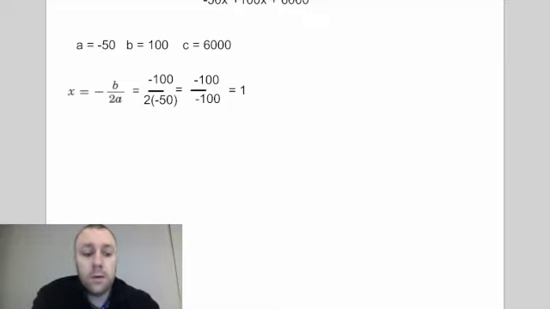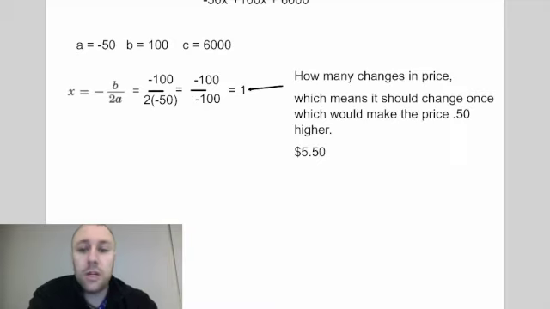That 1 represents the amount of changes in price. So in this case, it's changing 50 cents. So I need to change that 50 cents one time. So if I started at $5, I make one change in the price, which makes it $5.50. So that's how I find the price.